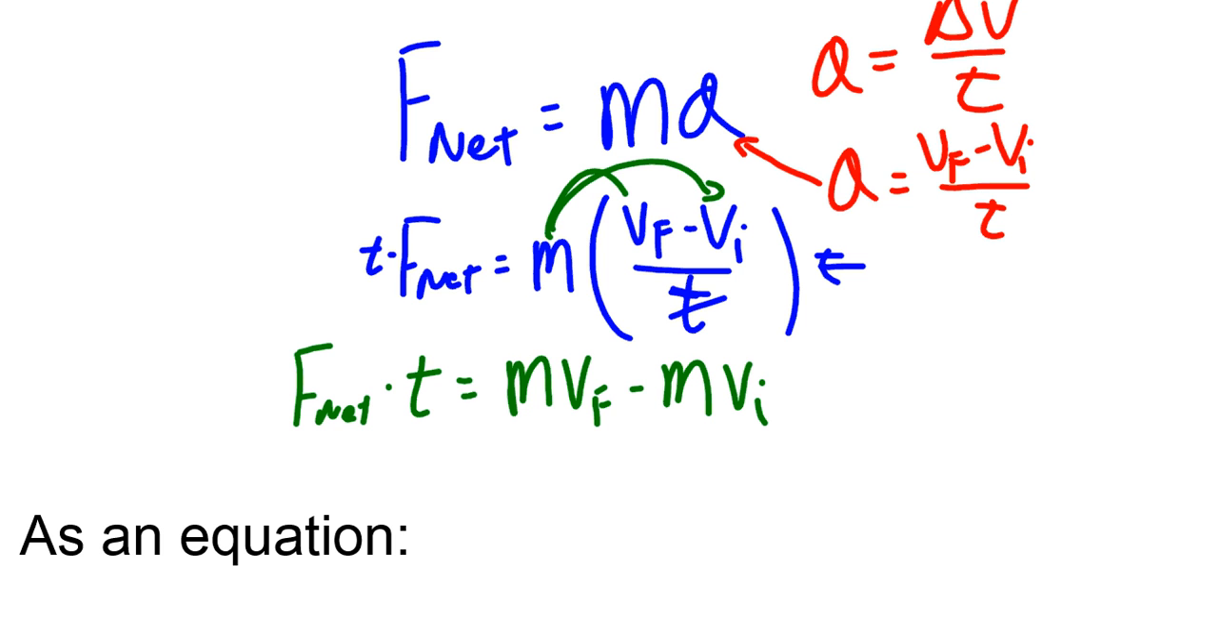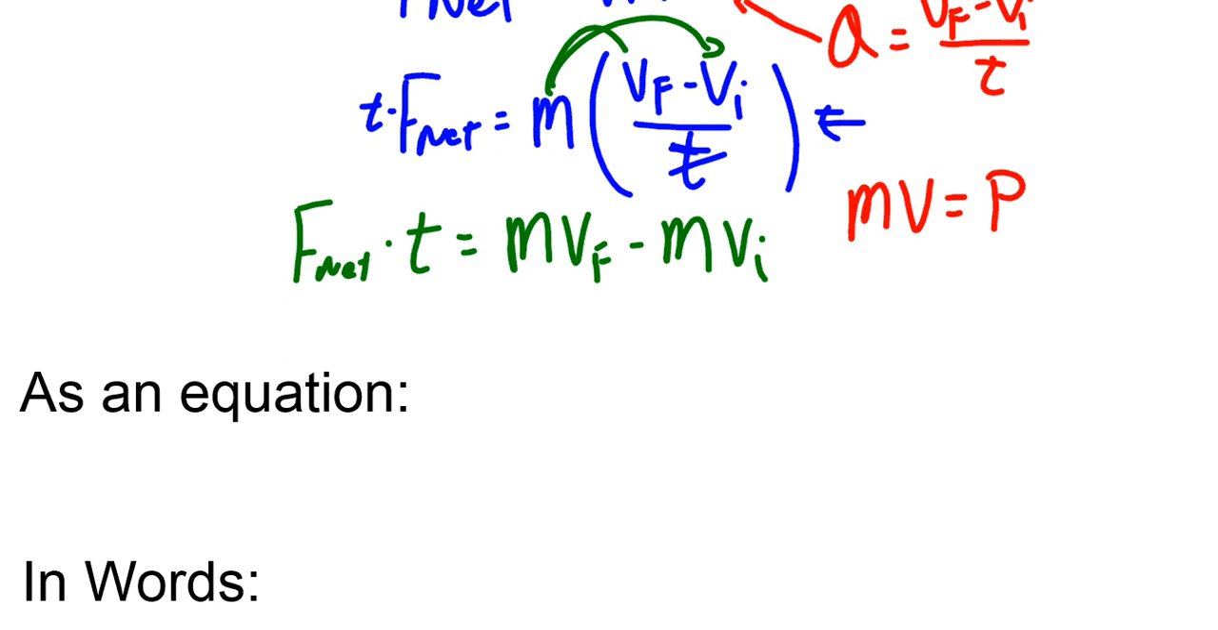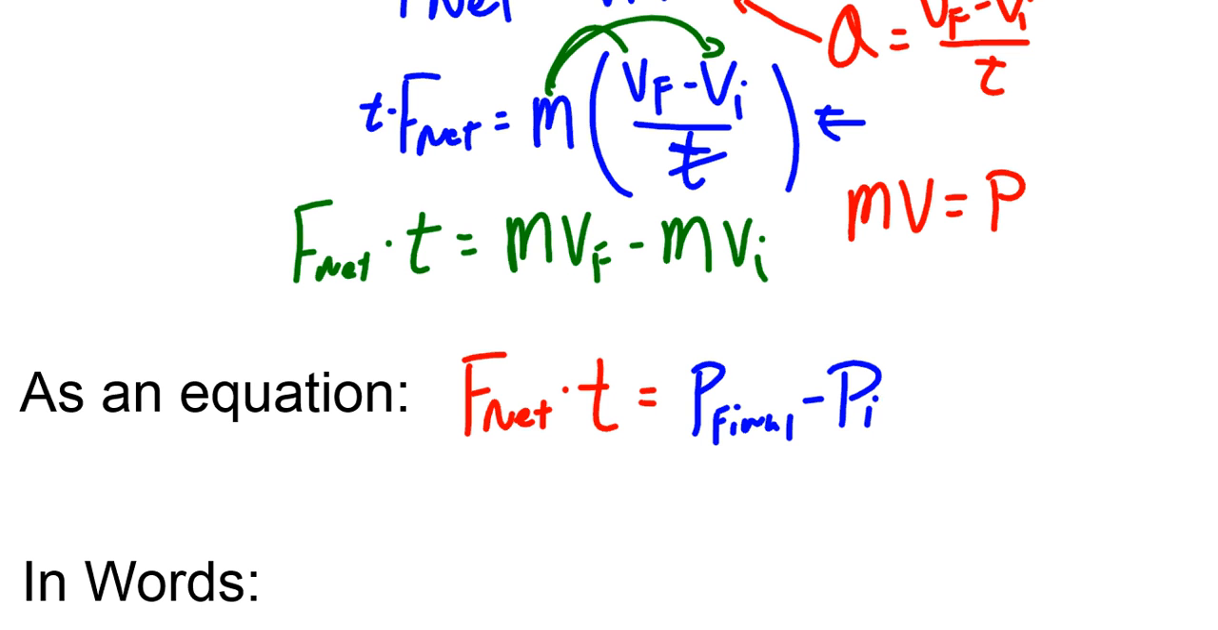The last piece is we learned in class that the mass times velocity of an object is equal to its momentum. We use lowercase p for momentum. And so we arrive finally at the impulse momentum theorem. The net force acting on an object times the time it acts on it is equal to the change in momentum of the object, aka the momentum final minus the momentum initial. Or, written as one final simple equation, the force times the time equals the change in momentum of an object.